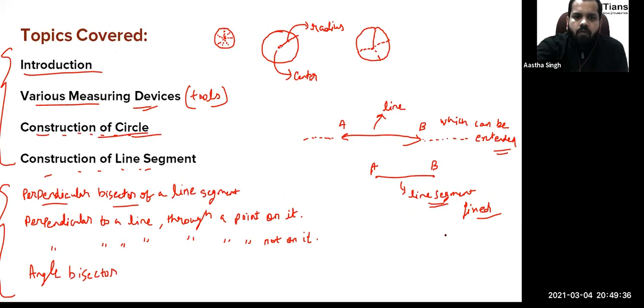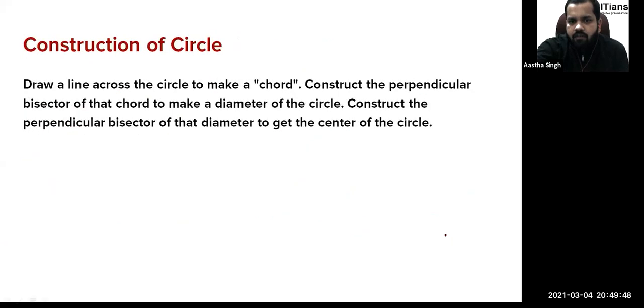But today we'll study only the introduction, various measuring devices, various measuring tools: the ruler, the compass, protractor, set square, divider, construction of a circle, construction of a length. So, construction of a circle. How do you construct a circle? You have all seen your compass, right?